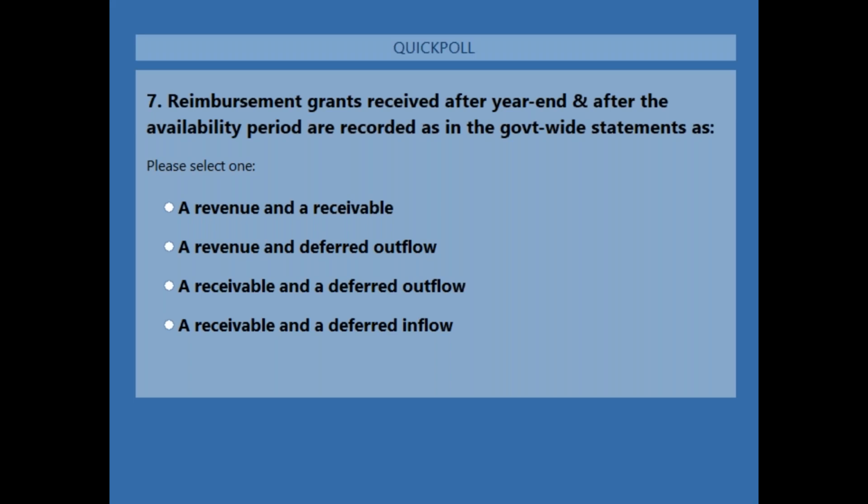Just about 80%. So I'll just give the answer and then we'll close it out. So you still have a couple more seconds left. But the answer is it is a revenue and a receivable in the full accrual statements. The period of availability doesn't matter. The timing of when you receive the payment doesn't matter. It's that it's been earned, so it's a revenue and a receivable.